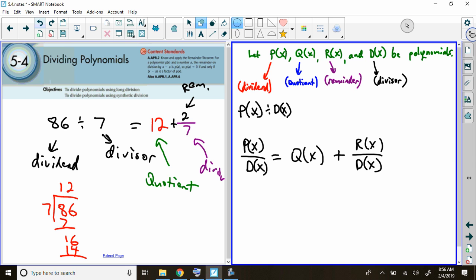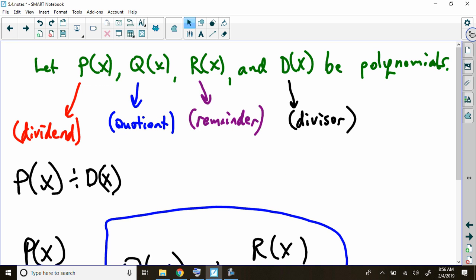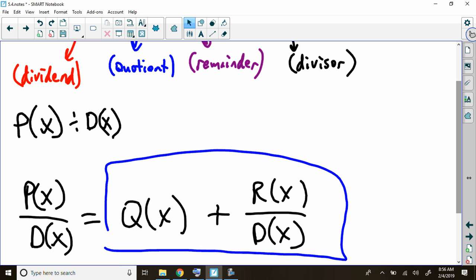So this is the general form right here. Whoa, I don't know what I just did there. But this is the general form that our answer is going to have to be written in. When we divide polynomials, we're going to write our answer as the quotient. And if there is a remainder, it's going to be added at the end as a fraction. And the remainder will be in the numerator of the fraction. The denominator will be the original divisor.